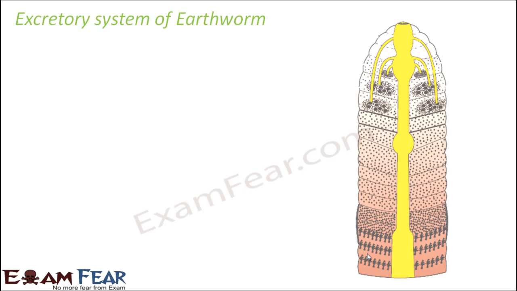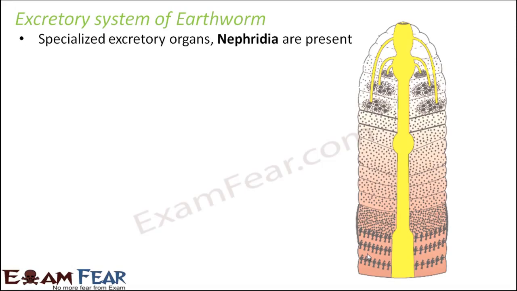earthworm? Also, there will be so many impurities inside the body, here and there, dissolved in blood or dissolved in water. So how will that come out from the earthworm's body? For that, there is a specialized excretory system, and there are specialized excretory organs present inside the earthworm. These specialized organs are called nephridia.